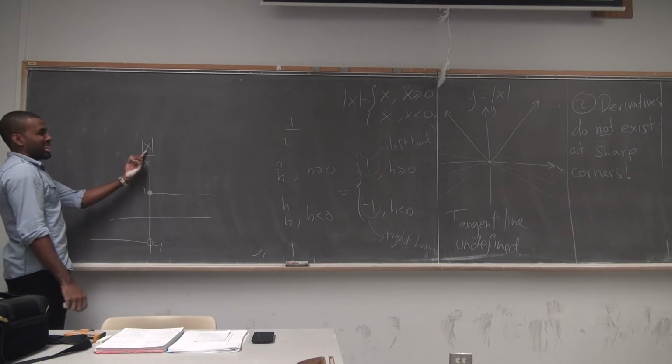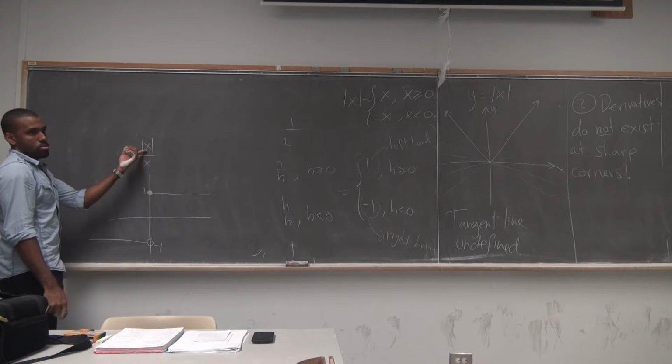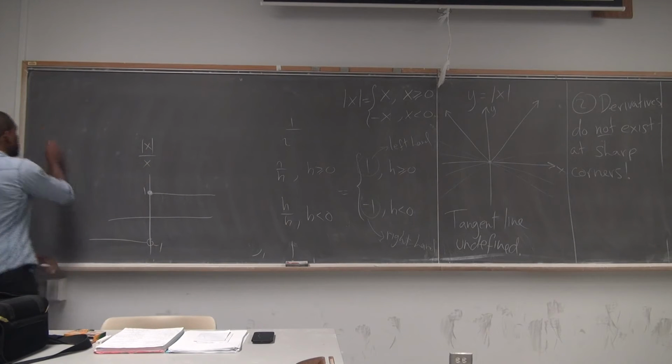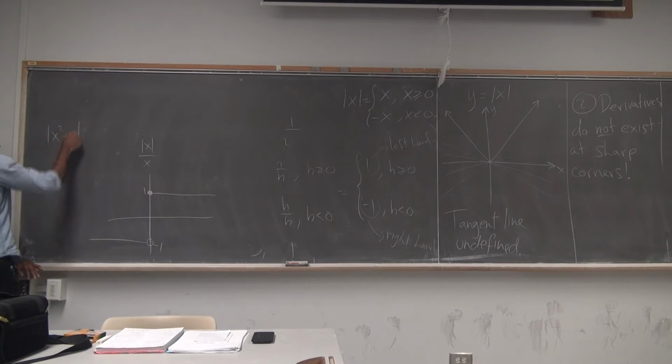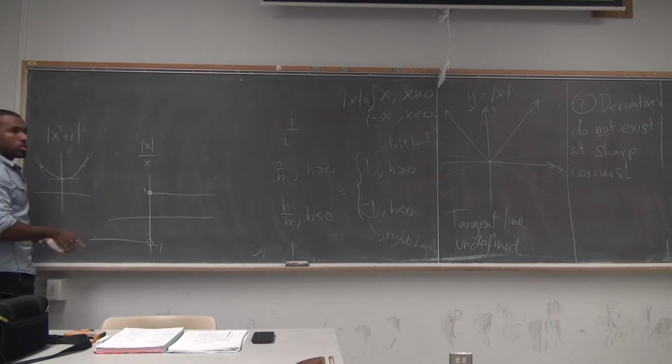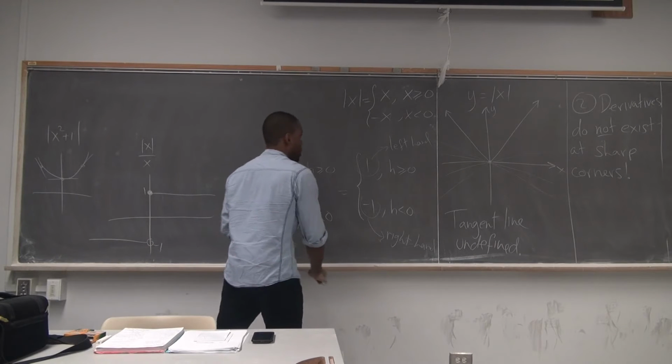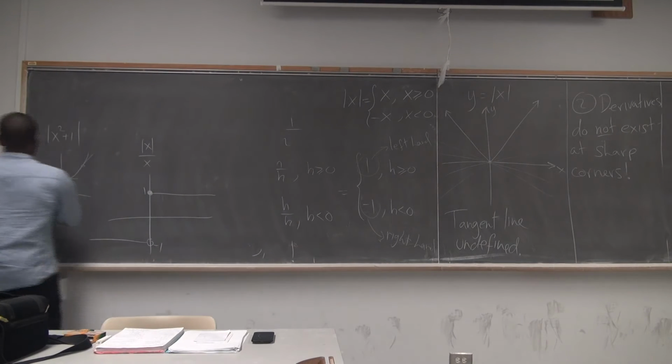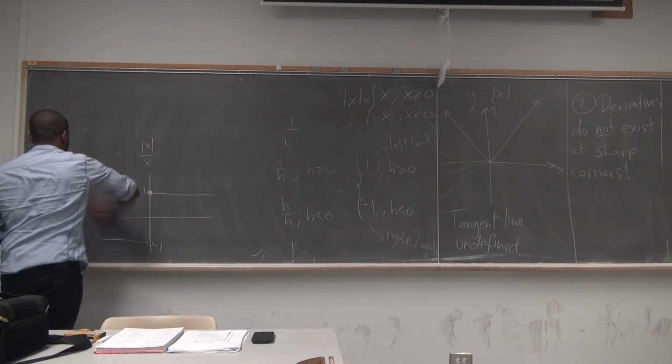Obviously, if what's inside the absolute value is always positive, then it won't matter. Right? So if I ask you about x squared plus 1 and put that in absolute value, it's not going to matter. You get exactly the same graph, and I can find derivatives anywhere. But once what's inside the absolute value can actually switch signs, you're going to get a sharp corner somewhere. So you have to be aware that things can break down. Okay, let's move on.